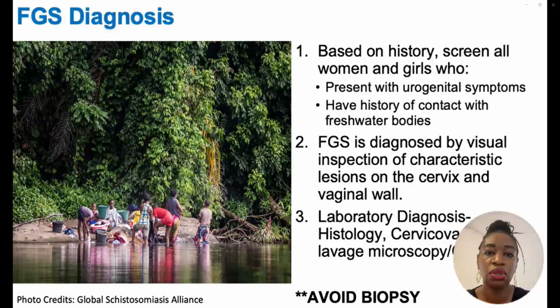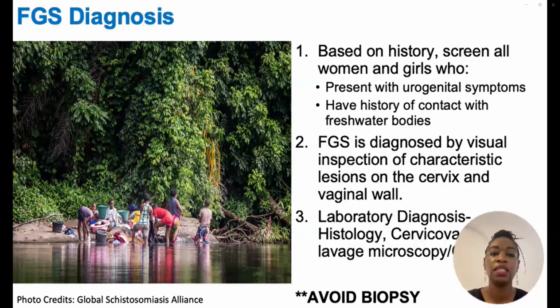So this one is just to show you exactly the system we've used. Number one, based on the history, we screen all women and girls who present with urogenital symptoms and have a history of contact with a freshwater body. Number two, the next step is visual inspection to characterize the lesions on the cervix and the vagina. And step three, if you have laboratory support, is to do a PCR test from either the cervicovaginal lavage or from a swab examination.